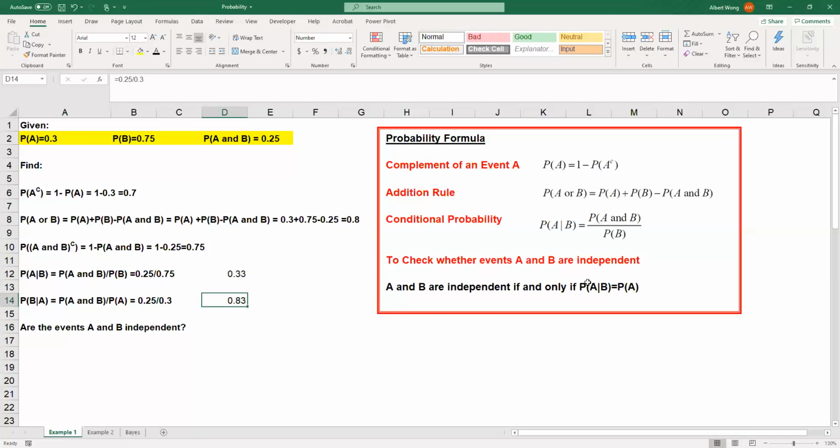So in order for us to check whether the 2 events are independent, we calculate these 2 probabilities and compare. If they're the same, they are independent. If they're not the same, the 2 events are not independent. So let's calculate the first one. The first one is the probability of A given B.